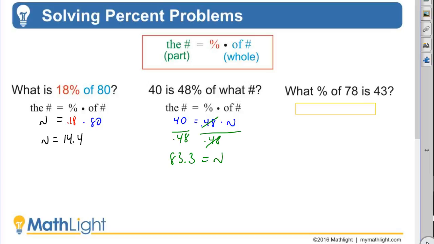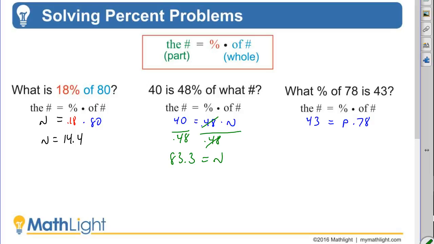All right, third scenario. What percent of 78 is 43? So again, how do we start? Formula. All right, let's fill in values. What percent? This time I'm looking for the percent. I like to use P as that variable. Of 78, the of number must be 78. These are how they're often worded, and that's why I use the of number. Therefore, the part or the number is 43.